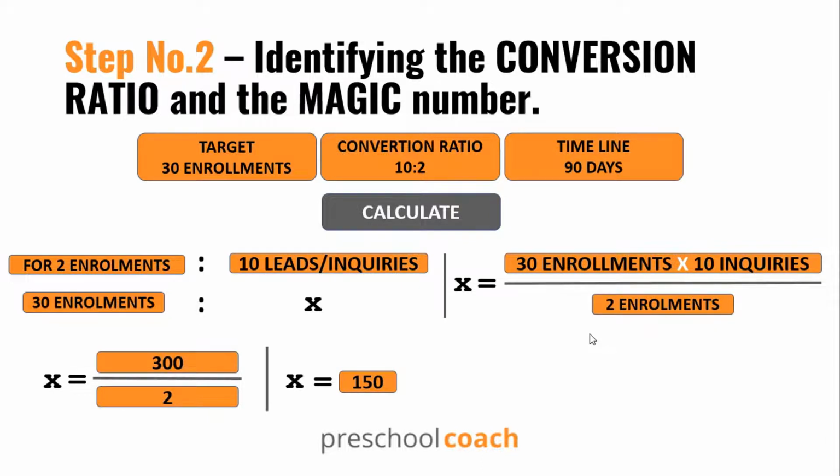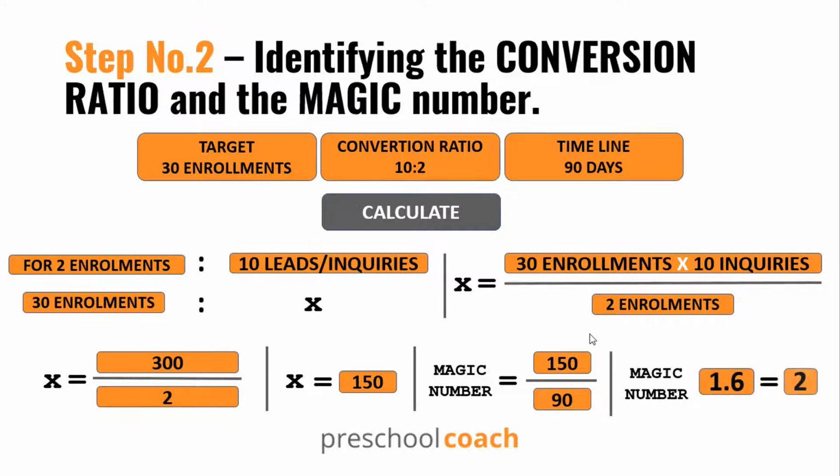Now, in order to calculate the magic number, we need to divide this X, that is the total number of inquiries needed, by the total number of days we have in hand, which is 90. That's why the magic number is equal to 150 divided by 90. And thus the magic number is 1.6, which is 2. Just like we did before, if the magic number is a decimal, if it's more than 0.5, we need to round it off. So in this case, when the magic number is 1.6, we'll round it off as 2.